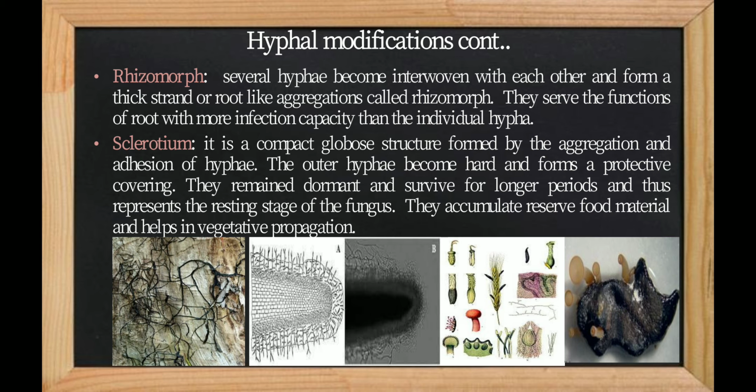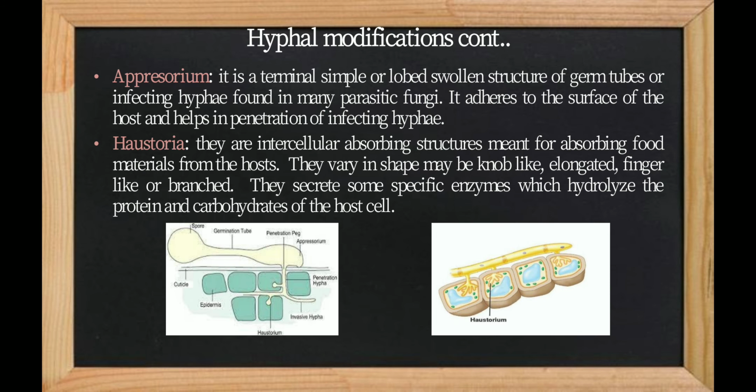upon the species. So next one is Appressorium. Appressorium is a terminal, simple or lobed structure which infects the hyphae found in a number of parasitic fungi. It adheres to the surface of the host and helps in the penetration of the infecting hyphae.